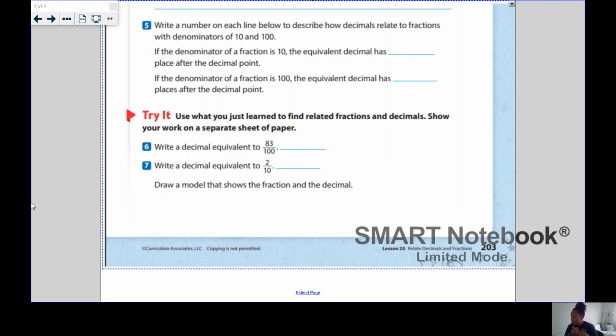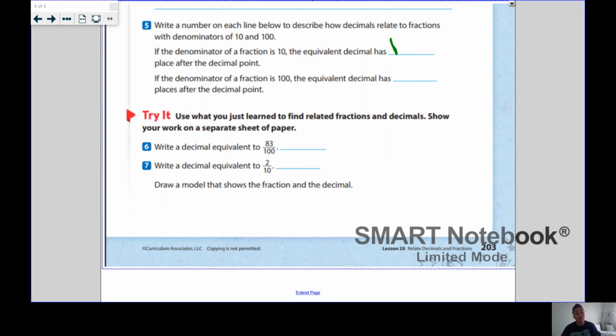Okay, and for number 5, write a number on each line below to describe how decimals relate to fractions with denominators of 10 and 100. If the denominator of a fraction is 10, the equivalent decimal has what? Has what place value after the decimal? So if this is my decimal point, how many numbers after the decimal point is there going to be? There's only going to be 1.